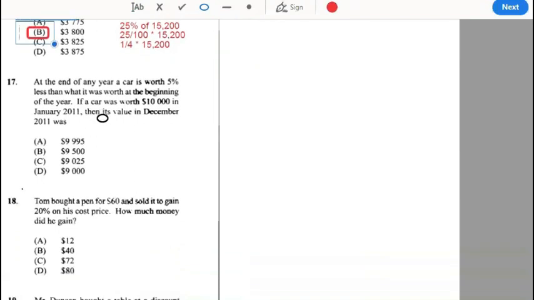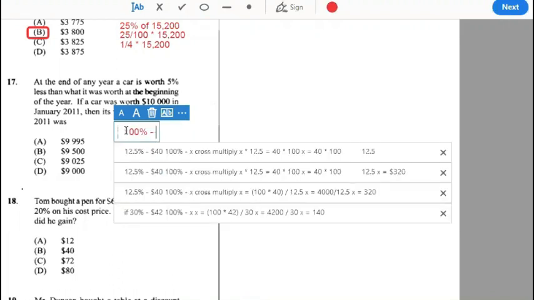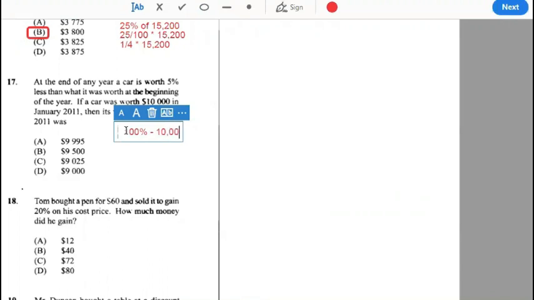3,800. At the end of any year, a car is worth 5% less than it was worth at the beginning of the year. If a car was worth 10,000 in January 2011, what is the value in December 2011? So once again, percentage change with 100 being the base percentage. So in January, the 100% of the car was $10,000. So we're trying to find at the end of the year, which is December 2011, what is X, the value of the car at that point.